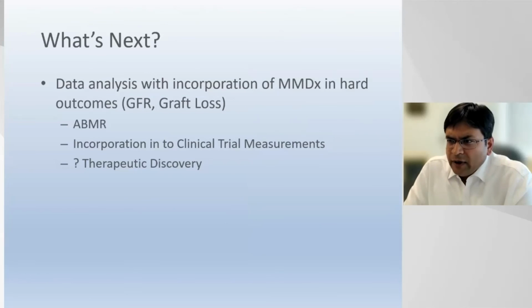So what's next? The biggest thing that we need to do now is to look at incorporating MMDx analysis into hard outcomes. We're doing that right now with our antibody-mediated rejection cohort. Can we start talking about incorporating this into clinical trial measurements? Then finally, eventually, maybe therapeutic discovery.